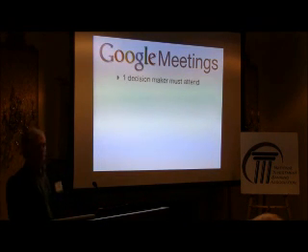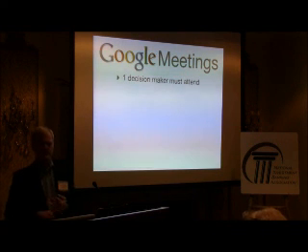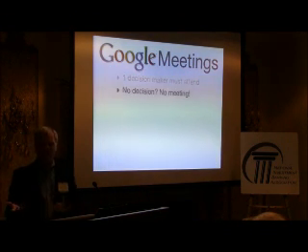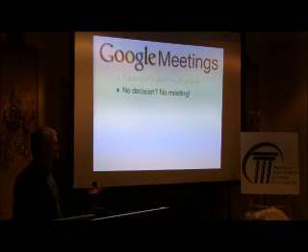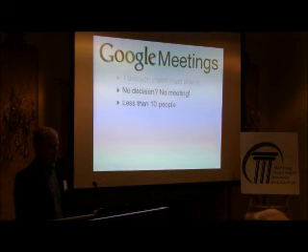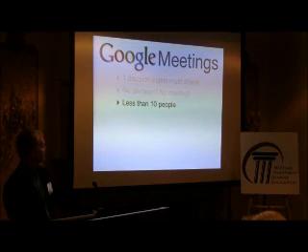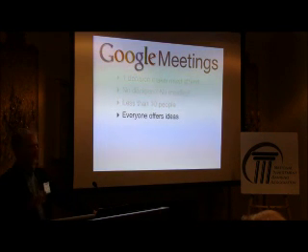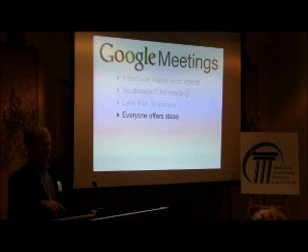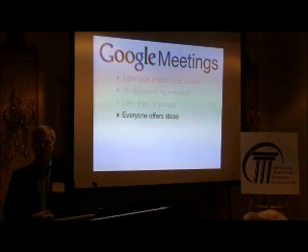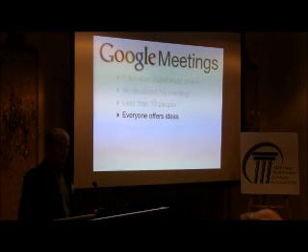At Google, these are the rules for meetings. Number 1, a decision maker has to be at every meeting. Because why would you have a meeting if you're not going to make a decision? No decision, no meeting. It has to be less than 10 people. You can't have a meeting with more than 10 people. Everyone at the meeting has to offer ideas. They don't just show up to have popcorn and sit around and watch other people. If they're not there to offer ideas, they shouldn't be there.